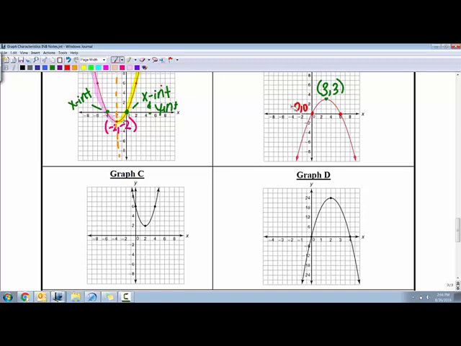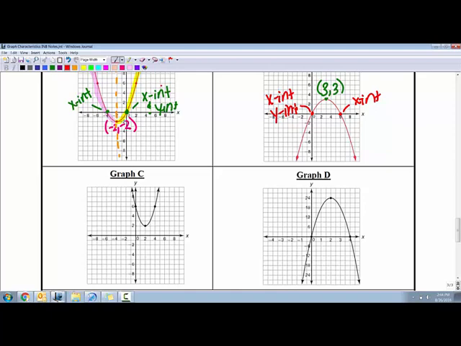0, 6. Good. So this is my x-intercept. This is my x-intercept. What also is 0, 0? The y-intercept. Good. For the x-intercept, all you literally have to do is look on the x-axis. And the y is the same thing. It just so happens to be the same.